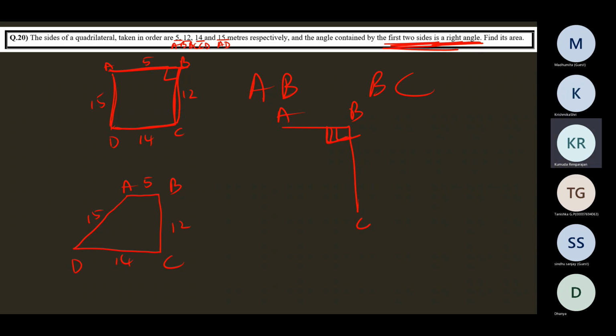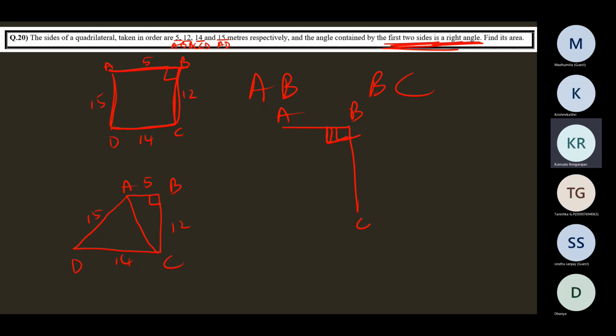Where is the right angle? Angle ABC, ma'am. This is 90 degrees. Very good. Now, which diagonal should you connect? AC, ma'am. Very good. See, you got it. You should connect the diagonal AC.